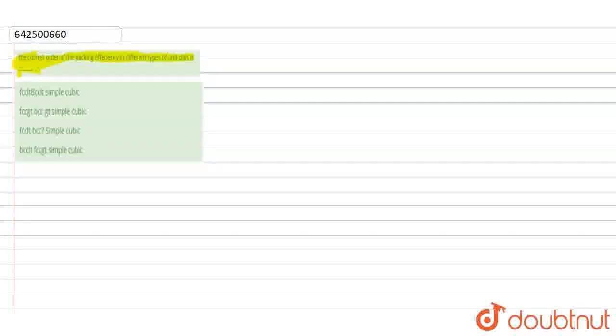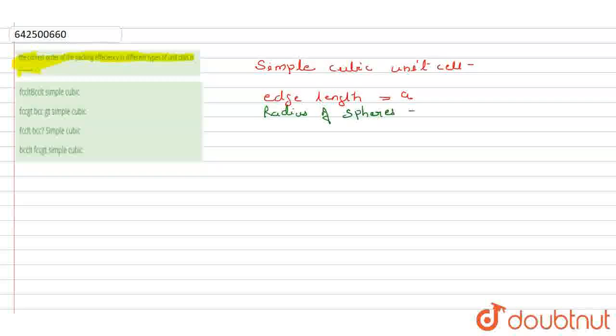To identify the value of packing efficiency of the simple cubic unit cell, in the first case here we have a simple cubic unit cell. So in this case the edge length of the unit cell is a, and the radius of the sphere is r. Since the spheres are touching each other, we can say that this a will become 2r.